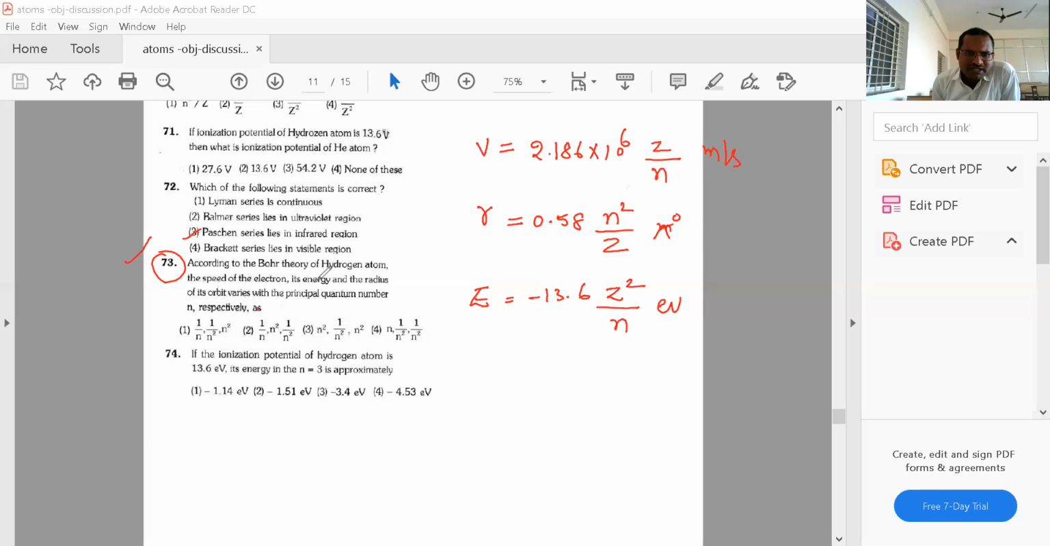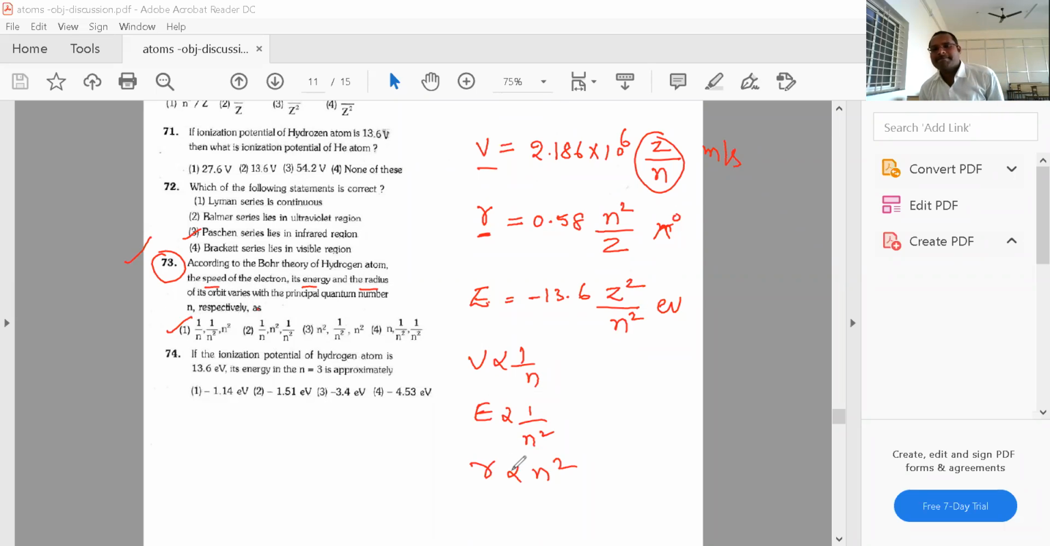Okay, so the first one they have given is that the speed of an electron is proportional to Z by n, means speed is proportional to 1 by n. Next, they are saying that energy is proportional to 1 by n square. Next, they are saying about radius. So radius is proportional to n square. Yes. So these all three perfectly fit option 1. Are you remembering all these formulas? We have derived these equations also. Do you remember? In the atoms chapter, we have derived all these equations. You need to remember all these things. Okay, yeah. 73 is over.